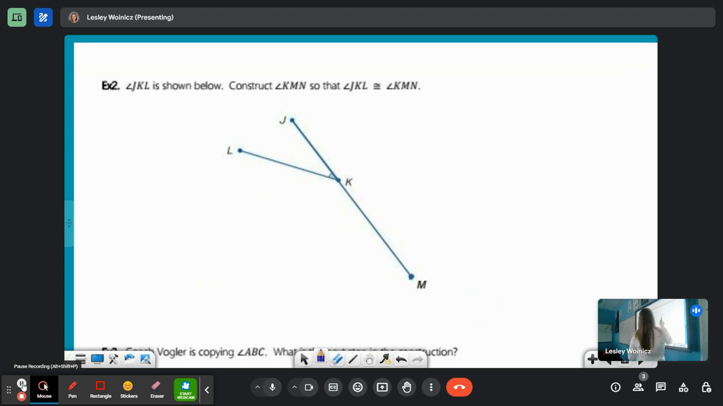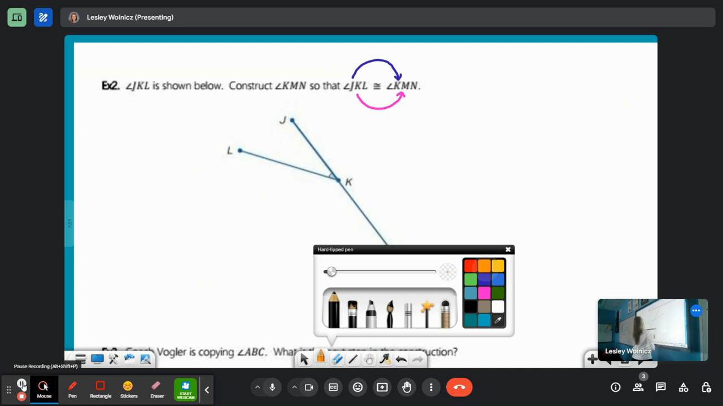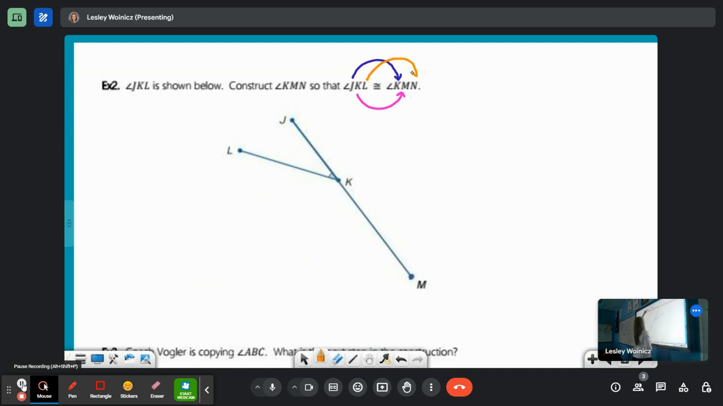All right, so we want to make a copy of this angle so that J maps to K. Do you see that K is going to be J prime? The order of the letters tells you what goes with what. Okay. K should go to M, and L should go to N. Okay, well, we're going to have to make N, so that's not the mistake.